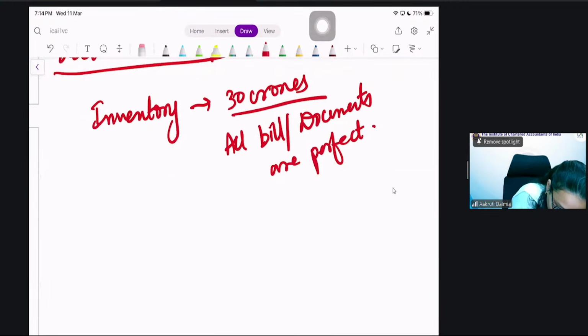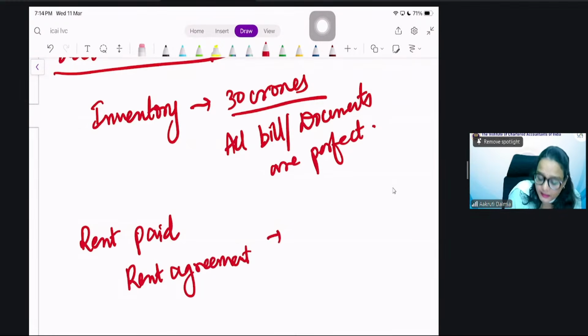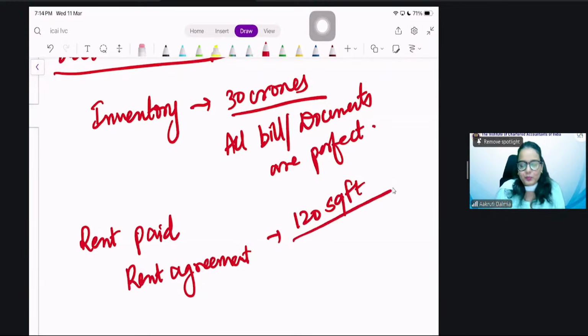So inventory, 30 crores, all bills, documents are perfect. But then you see rent paid. And then you see the rent agreement. And the shop is 120 square feet. That is the total shop. They don't have any godown. This is the only place they have.